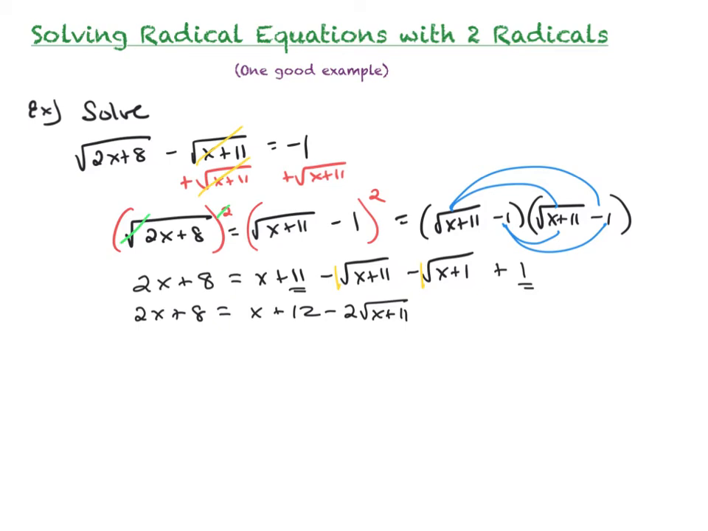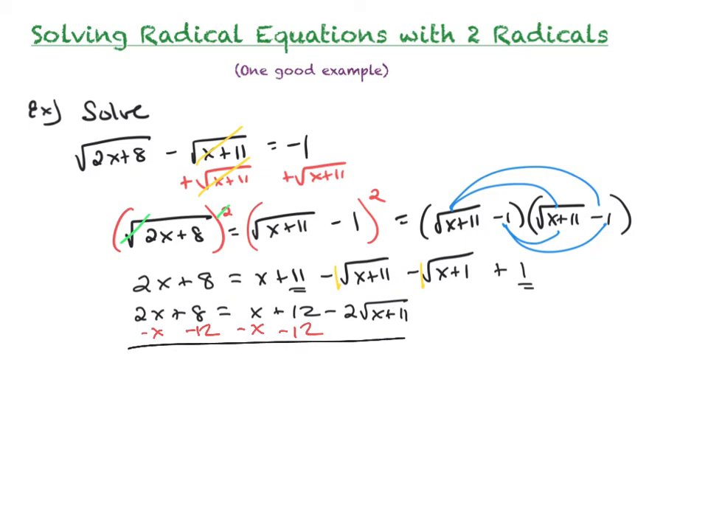Okay, we're getting closer. Let me point out what I like about what we have right now. What I like about this is we went from having 2 square roots in our equation to only having 1 square root, 1 radical in our equation. So now we're going to isolate this 1 leftover radical. I think that's easiest by subtracting x from both sides, and subtracting 12 from both sides.